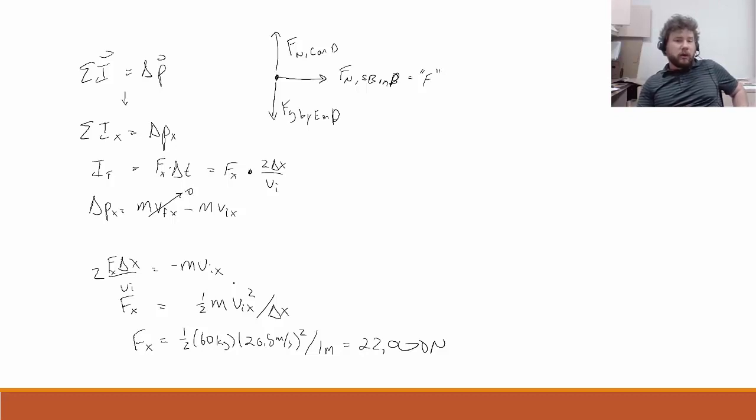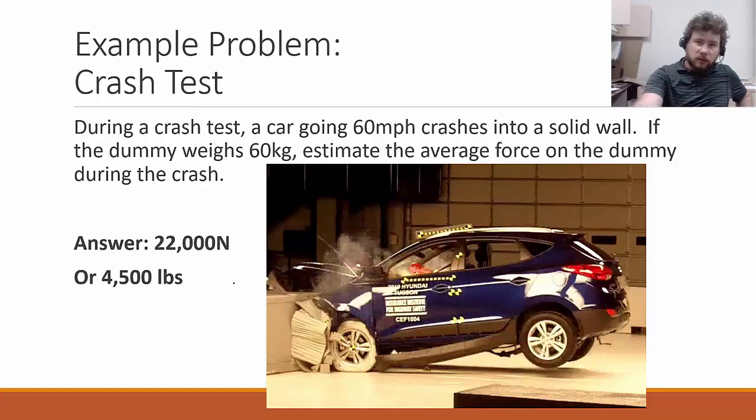The other thing I want to point out is how hard this is. If you look at 22,000 newtons, that's equivalent to 4,500 pounds of force. Now, this is why you need a seat belt, an actual seat belt, because people are not strong enough to actually hold that much weight. You cannot pull with your muscles strong enough to provide the force to bring yourself to a stop.